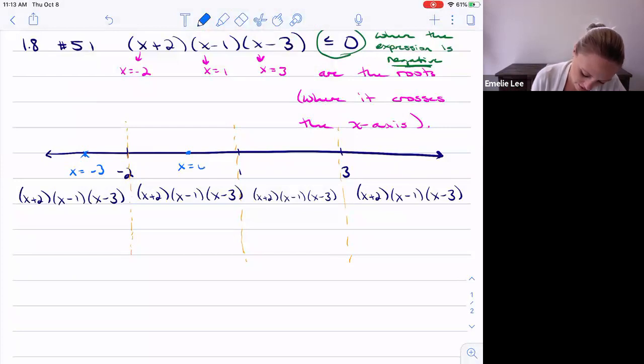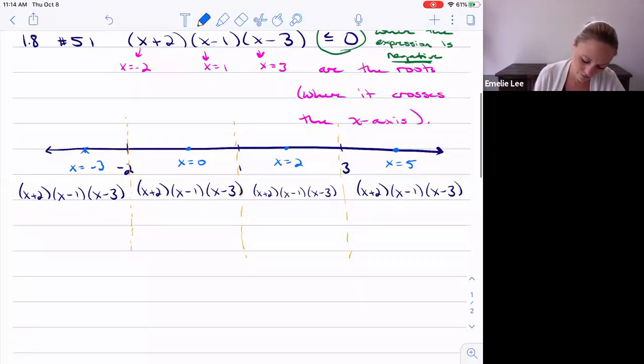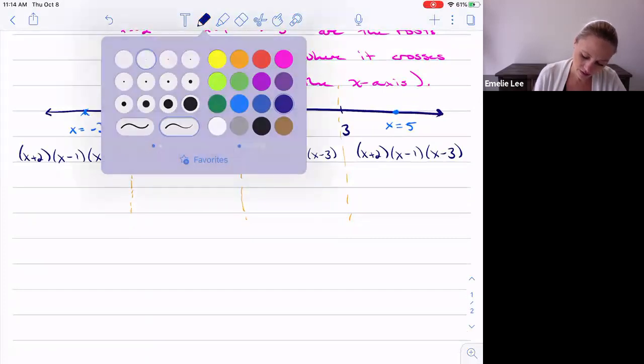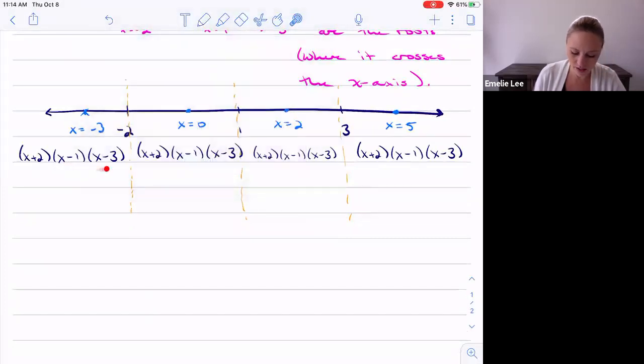Between -2 and 1 is my favorite, 0. Between 1 and 3, I'm going to do x equals 2, and anything greater than 3, I'll use 5, for example. Right? So just picking values arbitrarily somewhere in each of those regions. So now I'm going to work through each of these and figure out if they're positive or negative in this region. So I just do it by indicating if it's positive or negative. I don't actually solve it.